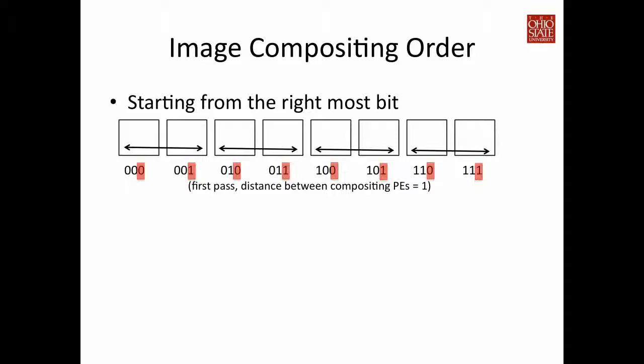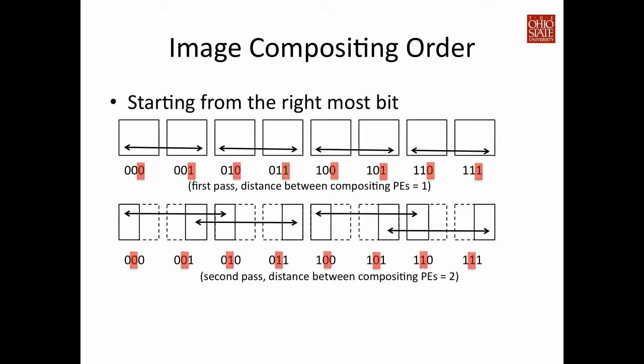First of all, you're going to look at the rightmost bit, and you're going to perform binary compositing with your neighbor. One of the blocks has bit value 0, one of the blocks has bit value 1. And like I said, you can look at the value of the view direction to determine which is in front of which. To balance the workload, you partition the image into 2 halves, exchange the halves, and then perform compositing.